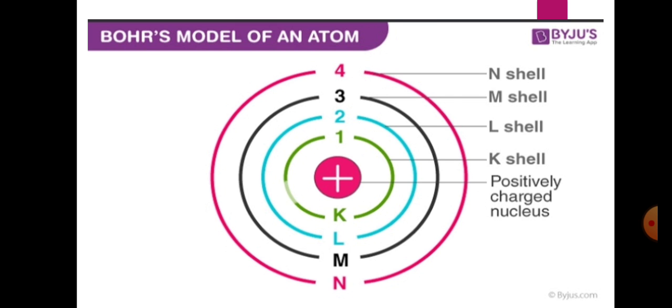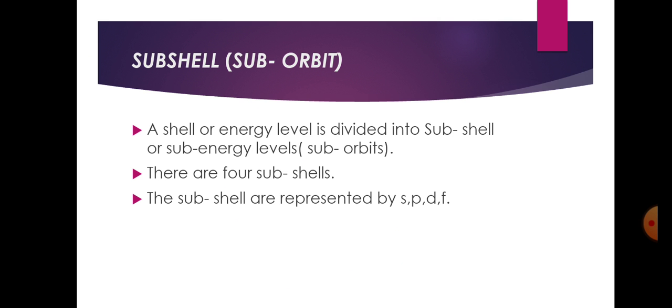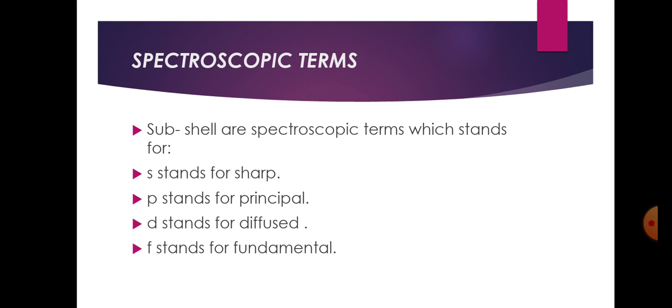Now we discuss the subshells. What are the subshells or sub-orbits? A shell or energy level is divided into subshells or sub-energy levels. Like we have the main heading, the shell, and the subheadings, the subshells. There are four subshells, and they are represented by S, P, D, and F.